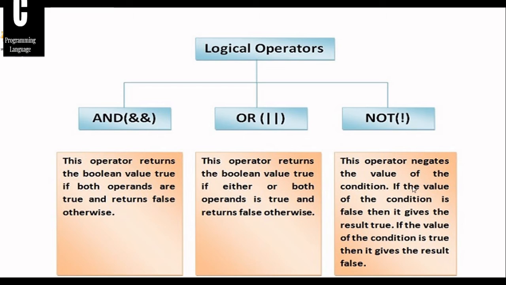Okay, NOT. This operator negates the value of the condition. NOT means that it will reverse the condition. If the value of the condition is false, then it gives the result true. If the value of the condition is true, then it will give the result false.